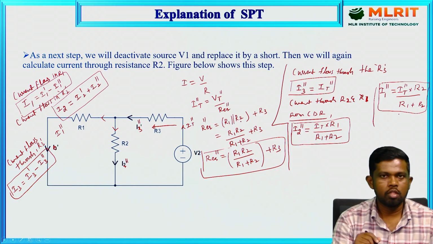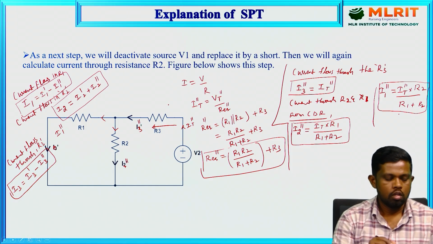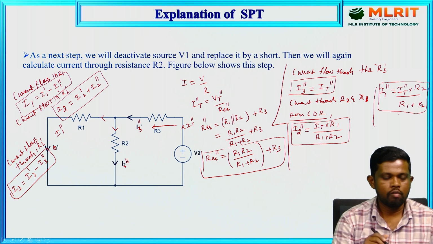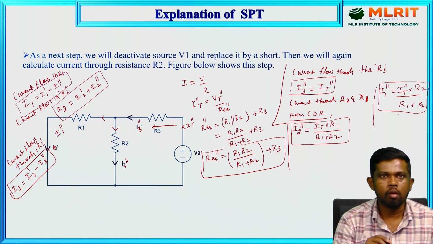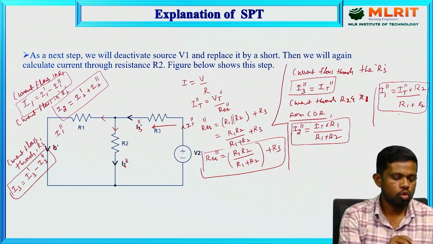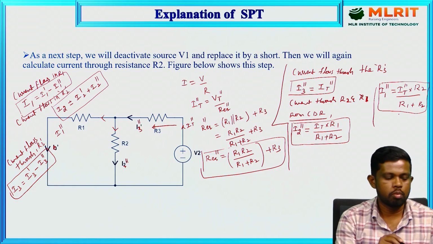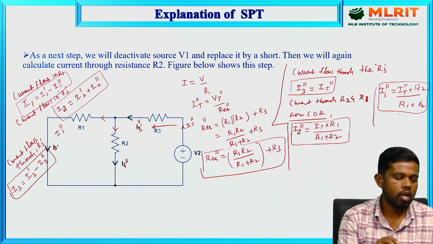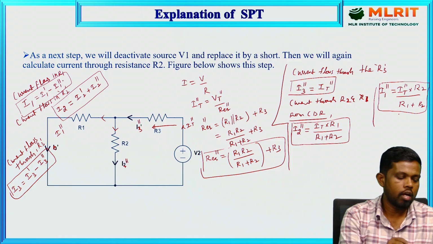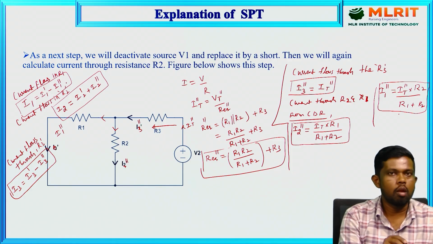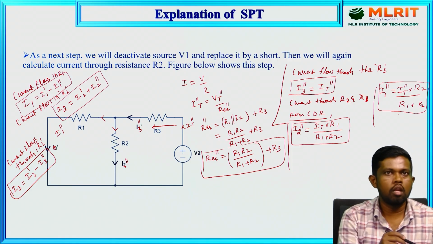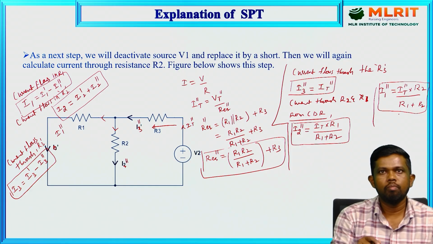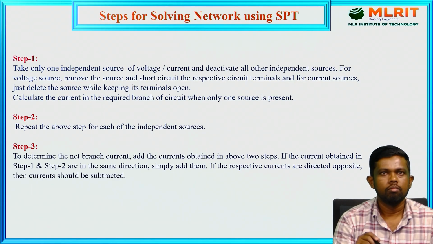After that, step number 3: we get the response of each and every element, meaning we add the responses given by the individual sources, that is the response given by the first source and the response given by the second source. If a third source is present, we can add one more response given by that source, giving the combinations I1 triple dash, I2 triple dash, and I3 triple dash. This is the superposition theorem explanation.